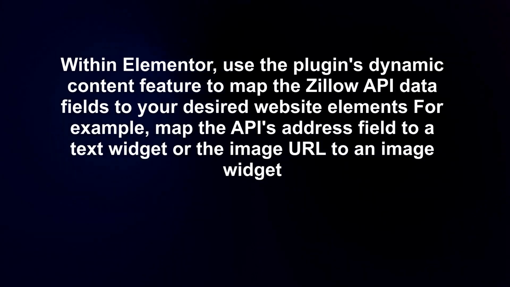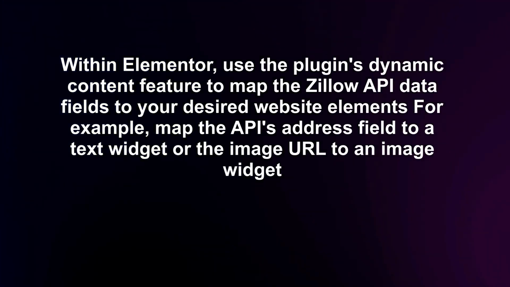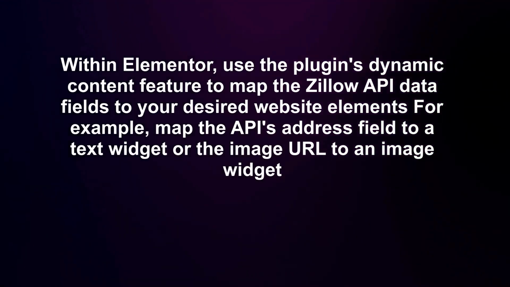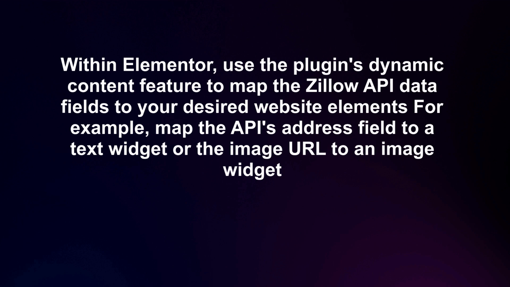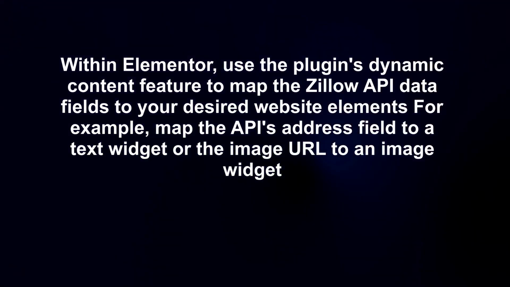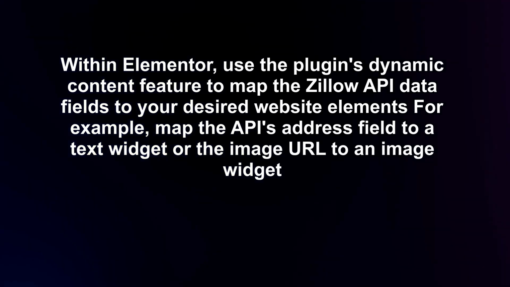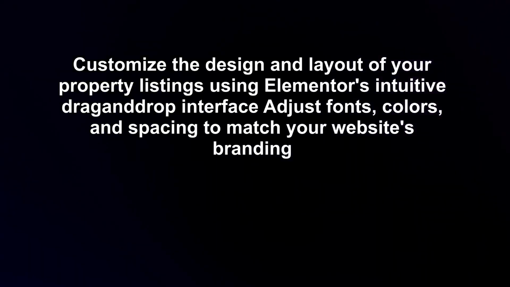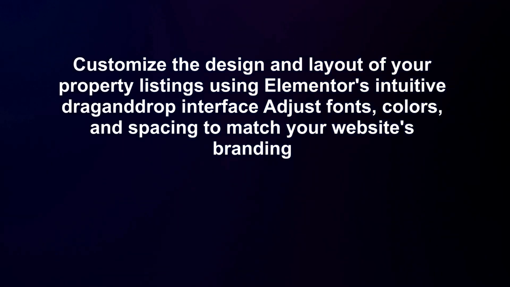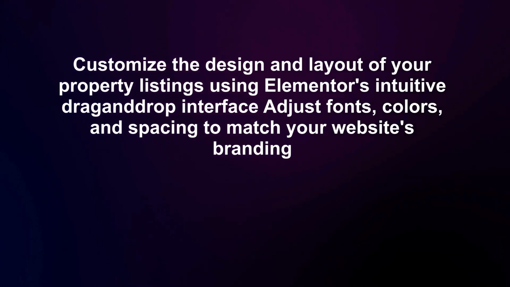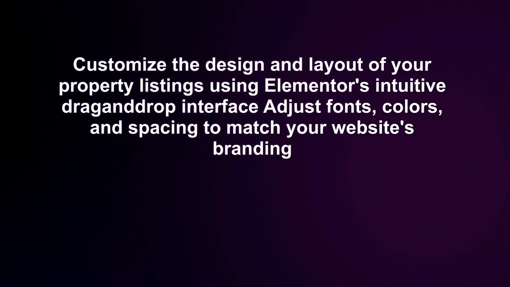Within Elementor, use the plugin's dynamic content feature to map the Zillow API data fields to your desired website elements. For example, map the API's address field to a text widget or the image URL to an image widget. Customize the design and layout of your property listings using Elementor's intuitive drag-and-drop interface. Adjust fonts, colors, and spacing to match your website's branding.